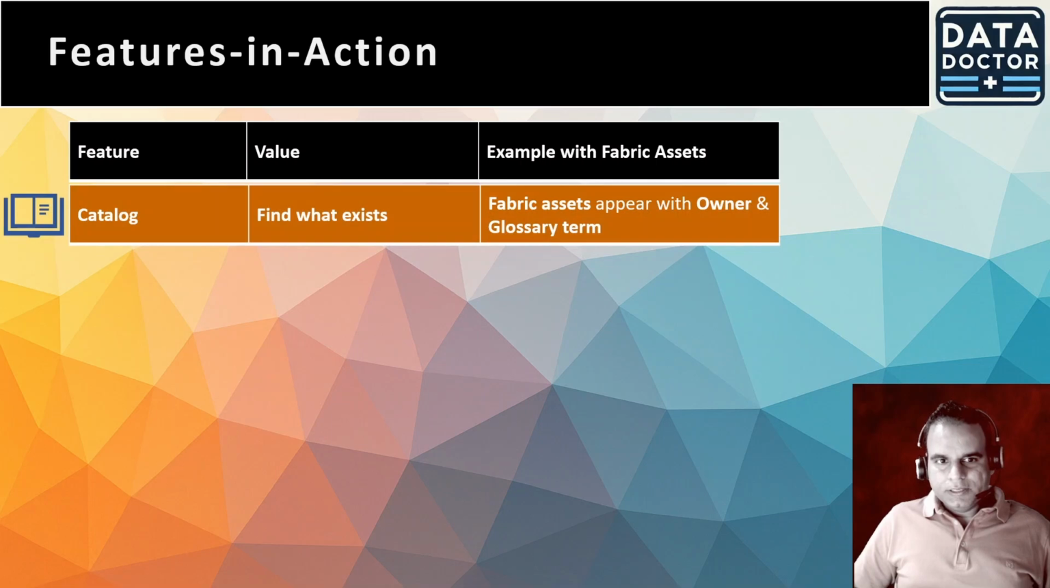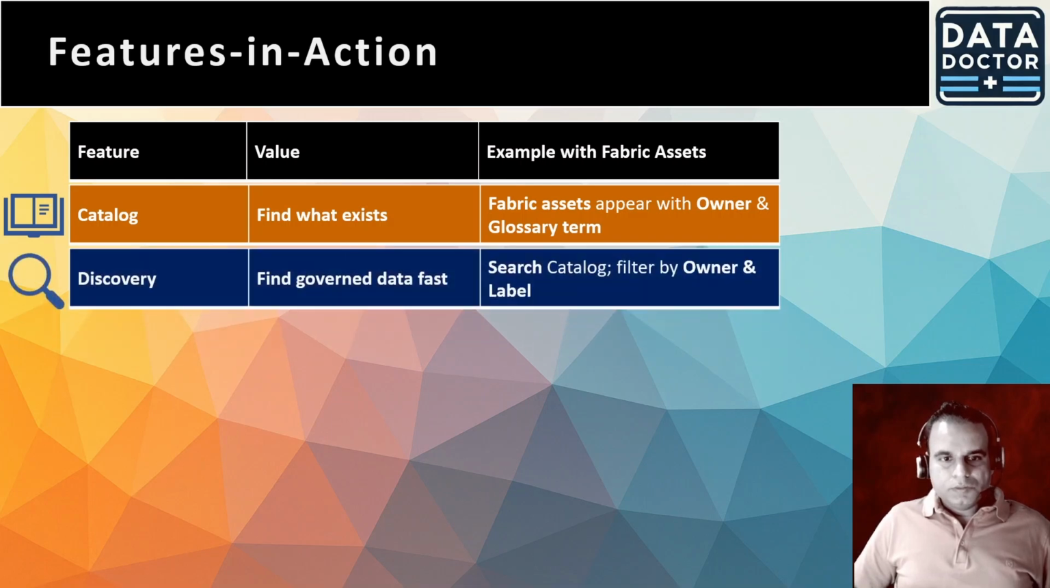So the first one was catalog. The catalog, in simple words, is what actually exists, what kind of data exists. Within Purview, Fabric assets appear with owner and glossary term, which means who owns the data and what glossary terms or tags are associated with the data. And the Fabric assets can be anywhere. This means they can be in a lakehouse, warehouse, etc. The second thing is about discovery.